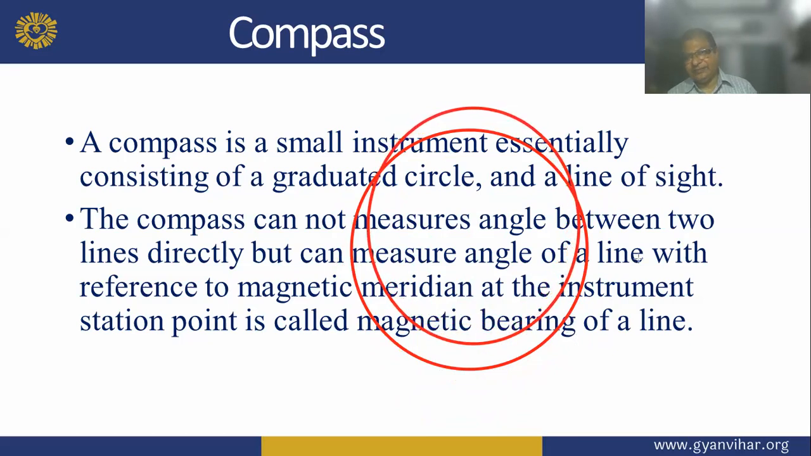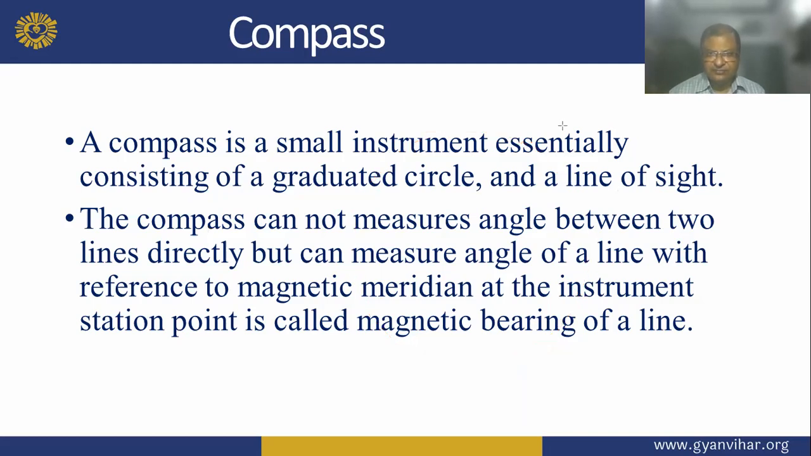It is like this. This is a graduated circle enclosed in a box. So a compass is a small instrument essentially consisting of a graduated circle and a line of sight. The compass cannot measure the angle between two lines directly.